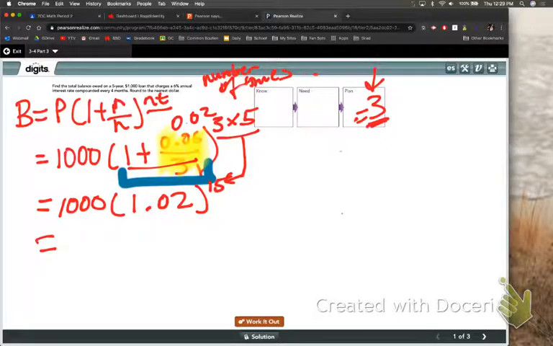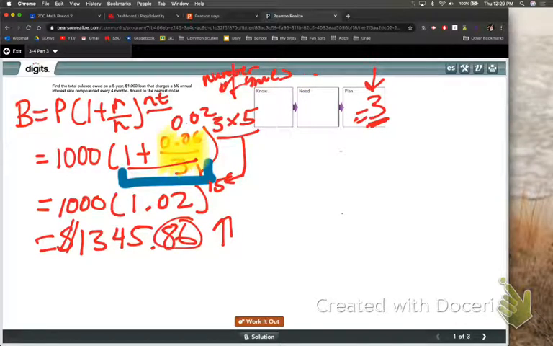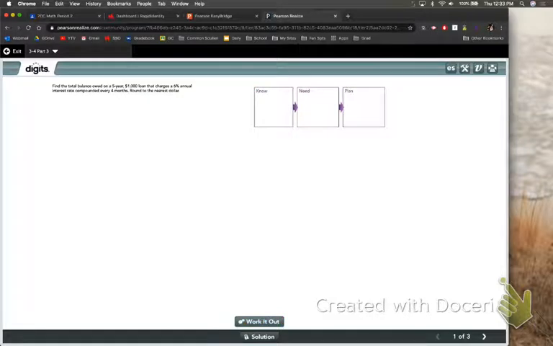If you type in way too much on your calculator, I guarantee there's a good chance it's going to say error. So we have here 1,345.86, and it says round to the nearest dollar. So that's going to make me round up. I'm going to put the squiggles because that means it's approximate. It's going to be 1,346.